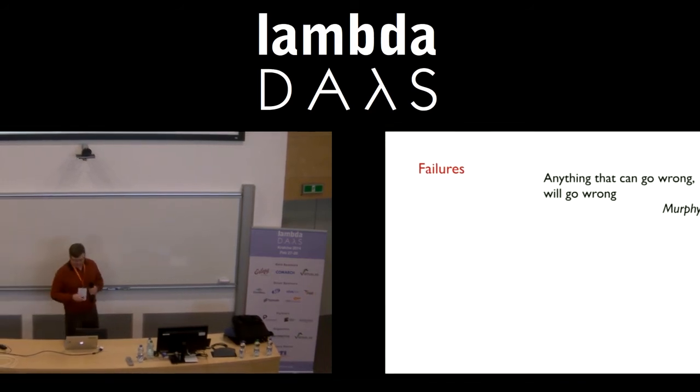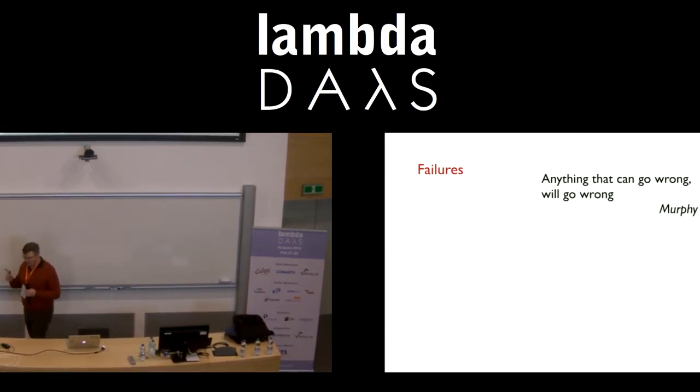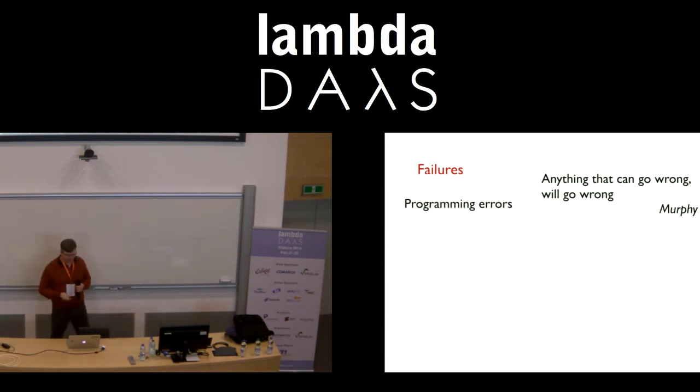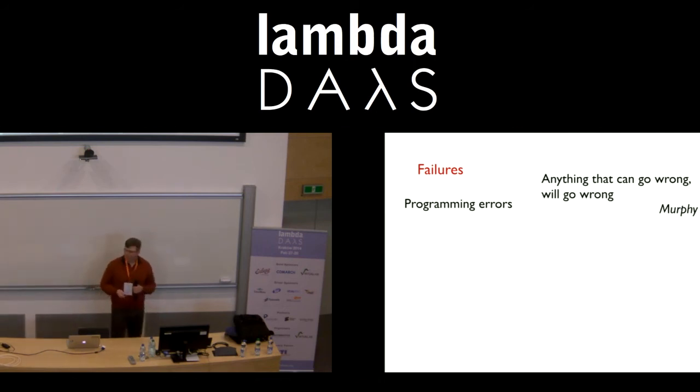Now, then again, failures. Murphy, we all know Murphy. So anything that can go wrong will go wrong. Basically, you just add to that, anything that shouldn't go wrong will go wrong, and then just multiply that by 100. So we have programming errors. Yeah, hard to believe that intelligent people like us would do a programming error. But I'll tell you one thing. If you want to avoid making errors, the only sane way or safe way is to do nothing.